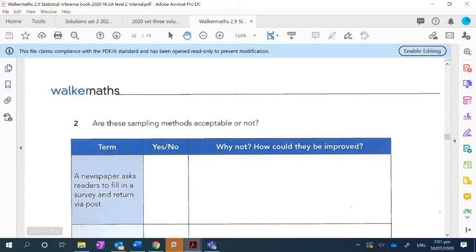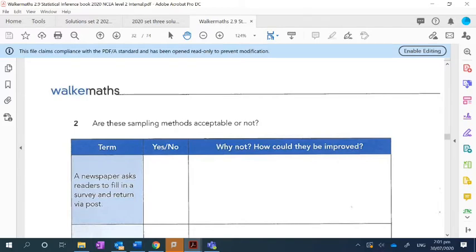So look at this one. A newspaper asks readers to fill in a survey and return it via post. What do you think about that? Good sample or bad sample? Okay, what do you think is that you don't like about it? No one posts anything. All right, there's one problem with it. The post, yeah? Okay, what else?